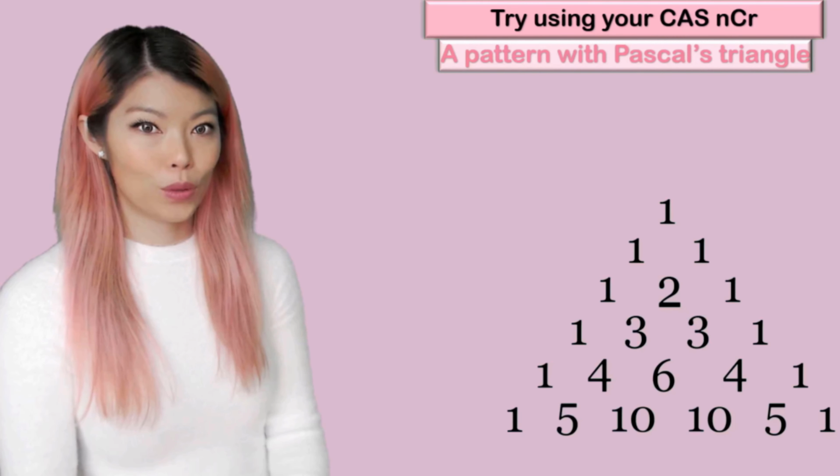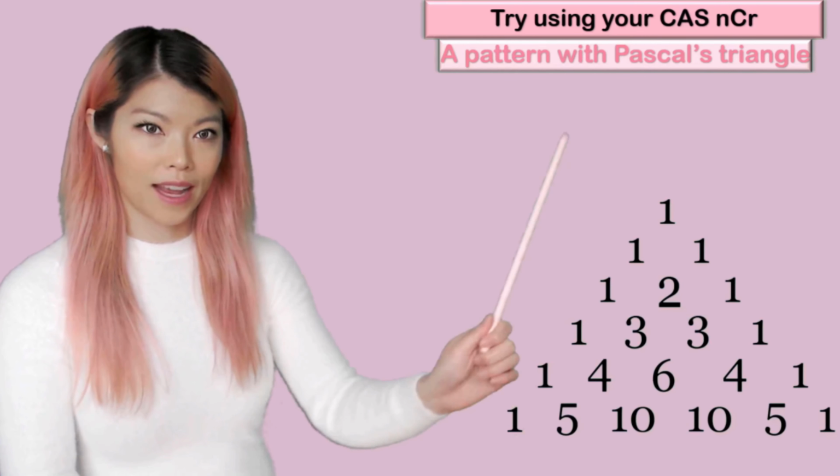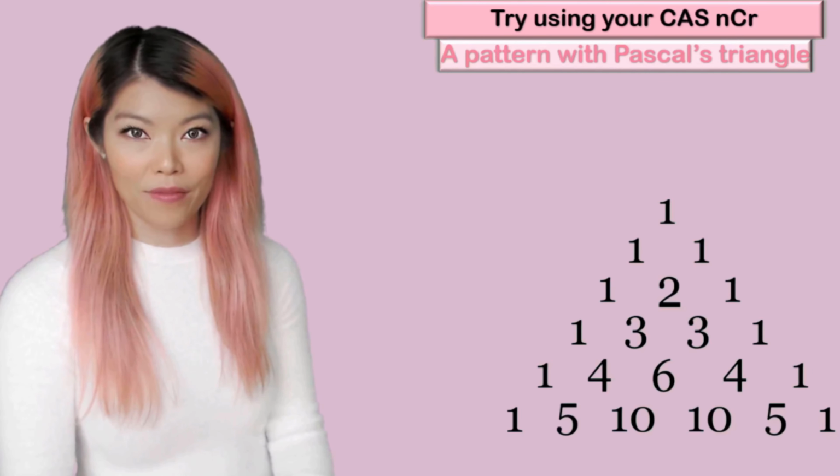Today we're going to look at applications to probability in combinatorics. Previously, I've left you with a puzzle. Could you find a pattern with Pascal's triangle and nCr? Perhaps you did. Let's see if it's the same as what I have here for you.